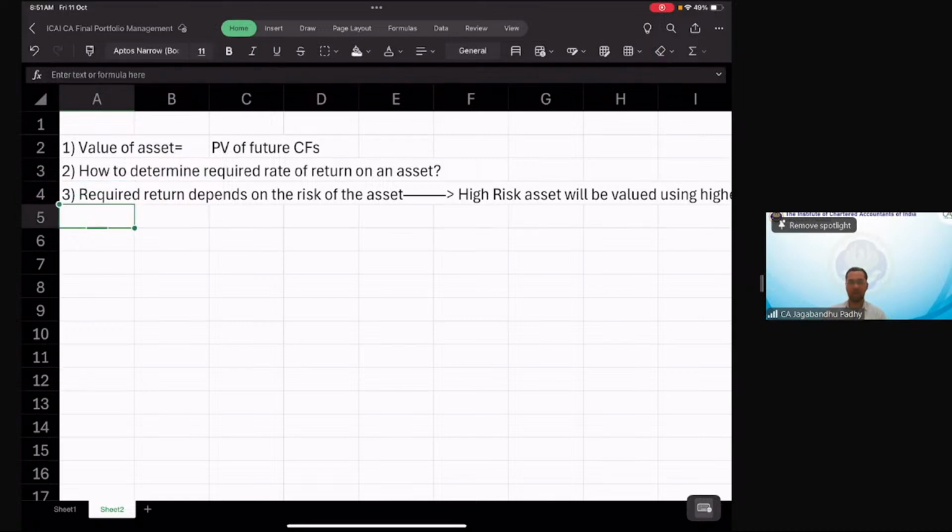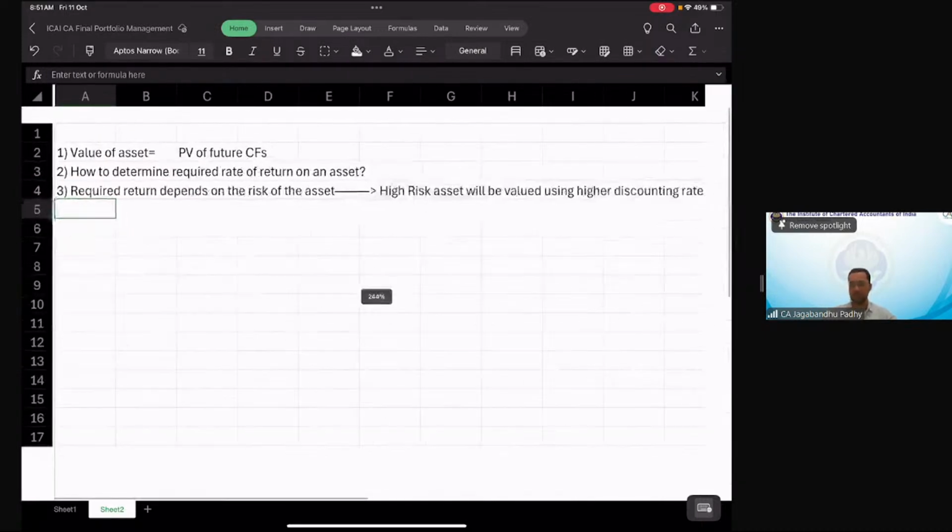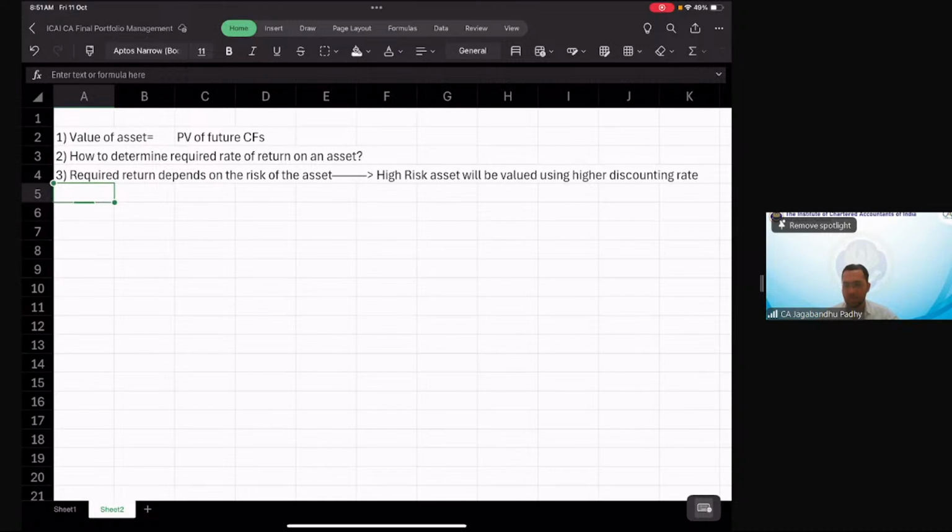So required rate of return actually depends on the risk of the asset. And of course, if it's a high risk asset, I need to discount at a higher rate of return. That is pretty much sure about it, right? That is what we are really sure about: that required rate of return depends on the risk of the asset. And as the risk increases, the rate of discounting or rate of return on a particular asset also increases.